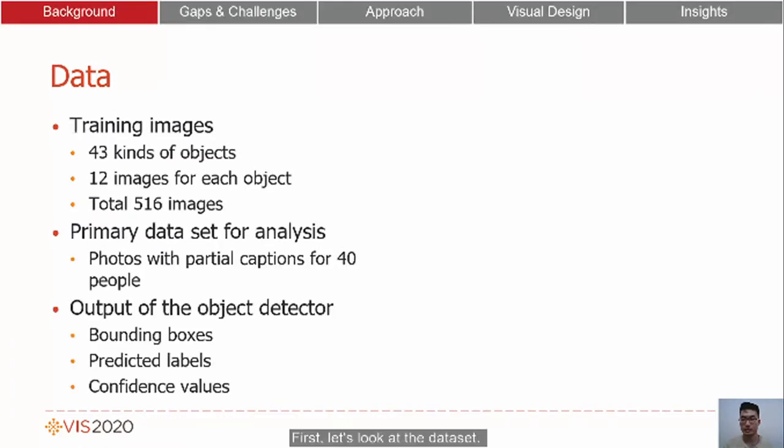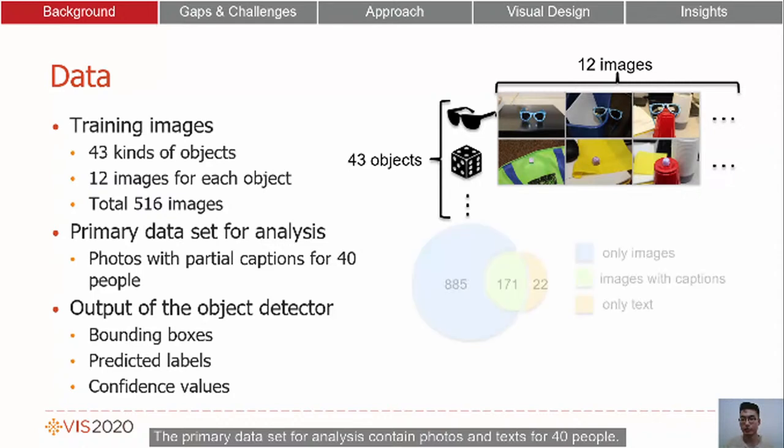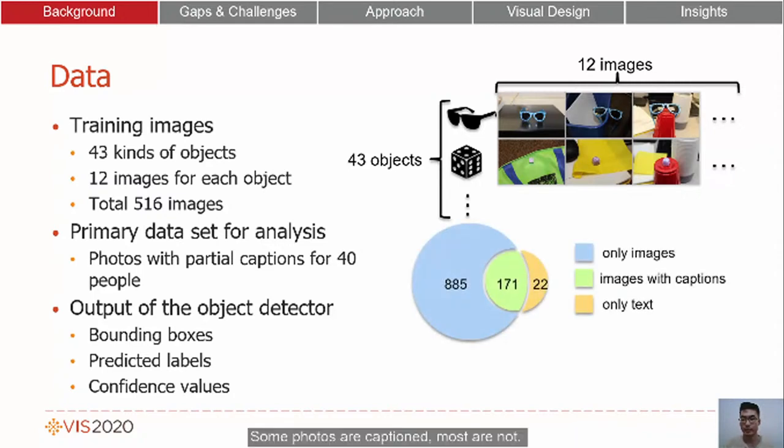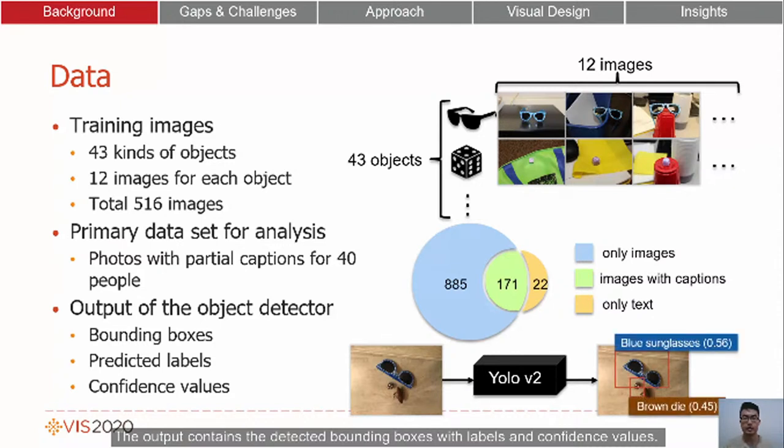First, let's look at the dataset. The data includes three parts. The training images contain 516 images with 14 different kinds of objects, and each object has 12 images. The primary dataset for analysis contains photos and texts for 40 people. Some photos are captioned, most are not. There are some sentences that are not combined with images. Besides, the VIS challenge provides an output from a pre-trained object detector. The output contains the detected bounding boxes with labels and confidence values.